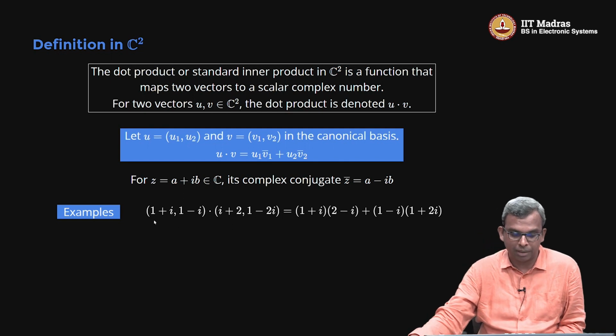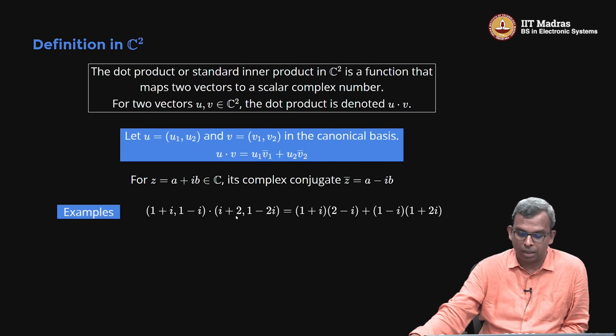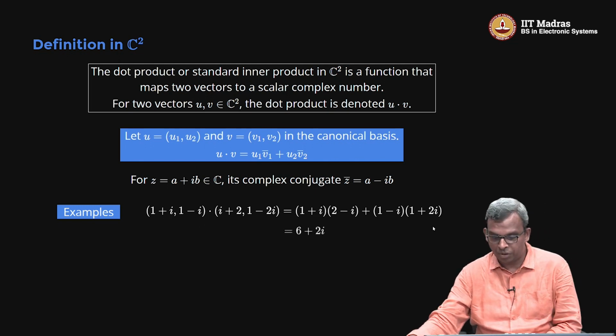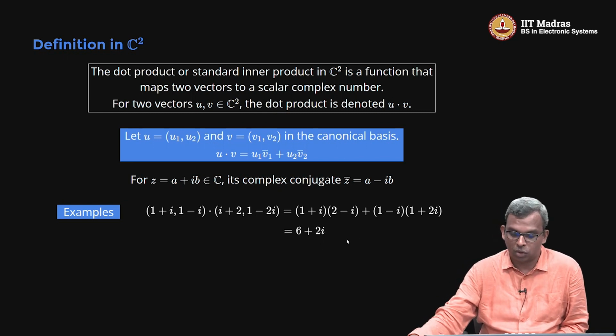Just to see a few examples: (1 plus i, 1 minus i) dot (i plus 2, 1 minus 2i). Notice how I am writing the vector notation as just a row vector here. Then 1 plus i, and notice how this becomes 2 minus i. How did this i plus 2 become 2 minus i? It's the conjugate of i plus 2. The conjugate of i plus 2 is minus i plus 2, right? The real part remains the same, the imaginary part's sign changes, so you get 2 minus i, and then 1 plus i, 1 minus i times 1 plus 2i. These two you multiply, simplify, add, and you get 6 plus 2i. So you get this complex number.